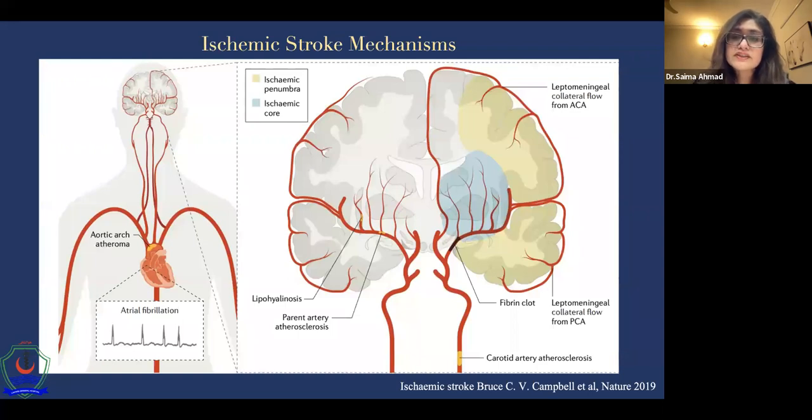This is again a diagram in which you can see that there is an occlusion of the left MCA, and the blue is the area which is actually the core, and then there is a green or yellowish area which is actually the penumbra. The area of the penumbra depends upon the collateralization. The more collaterals the penumbra has, the slower will be the progression, and the more time we have to rescue the tissue.